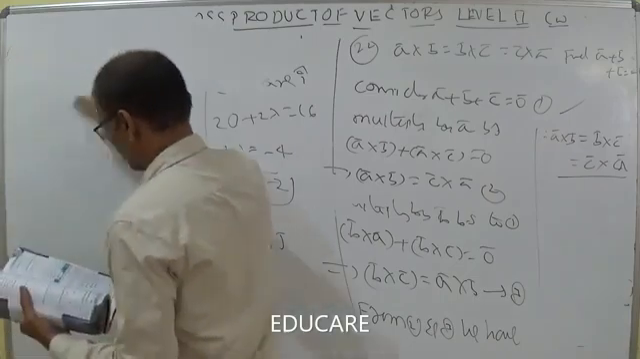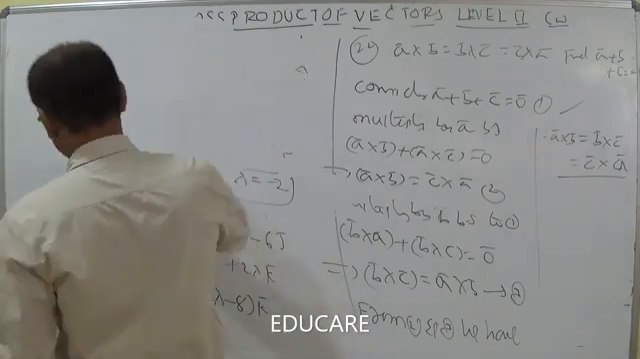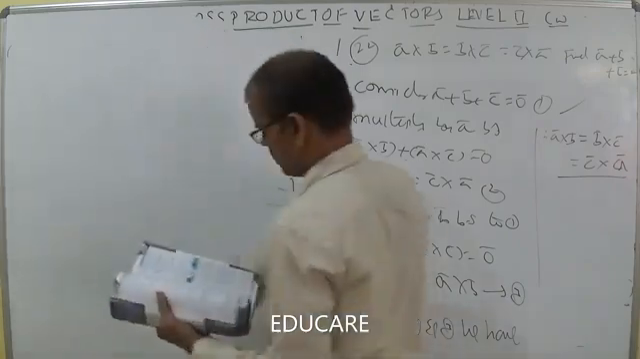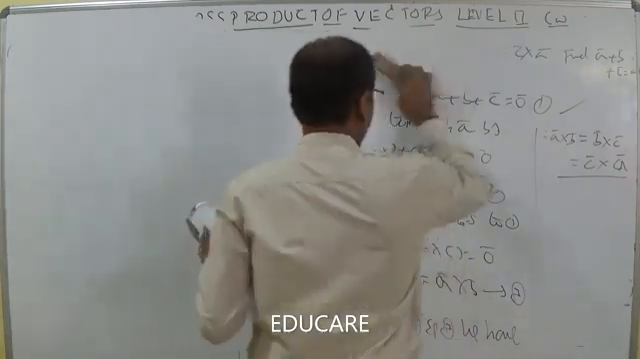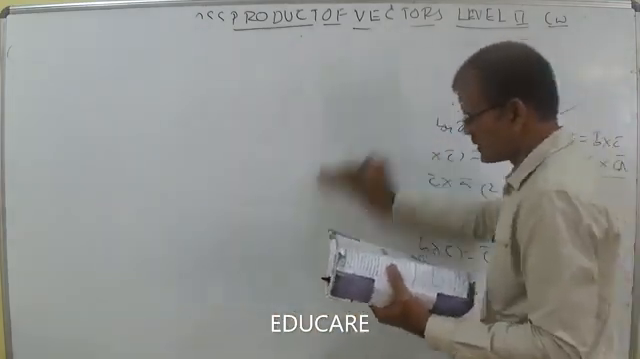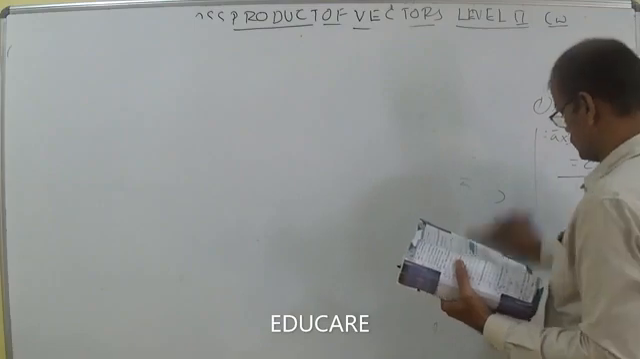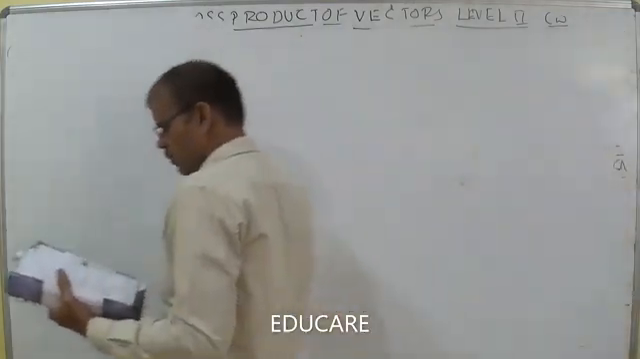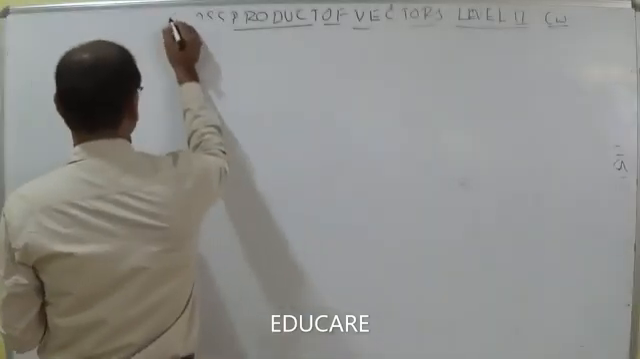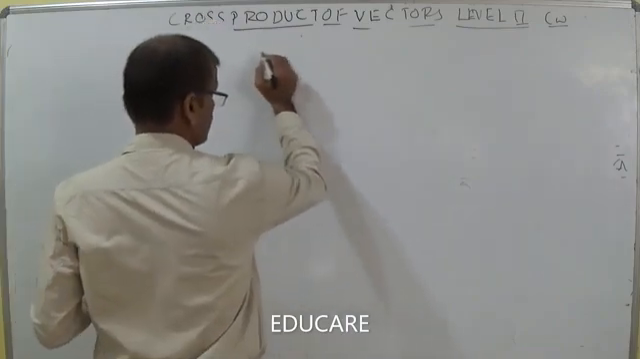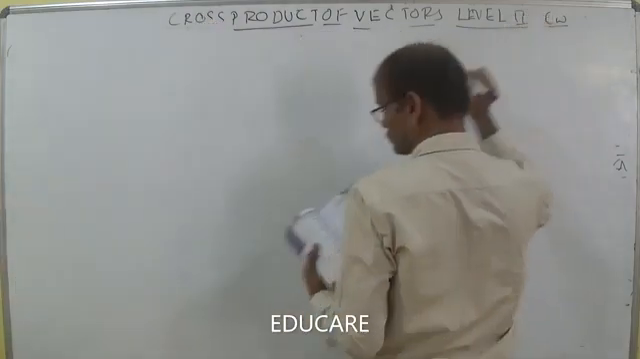A bar, B bar are two vectors in space given by A bar is equal to i minus 2j by root 5 and B bar is equal to 2i plus j plus 3k by root 14. Then we should calculate the value of (2a plus b) into (a cross b) into (a minus 2b). We are in cross product of vectors. Now level 3.